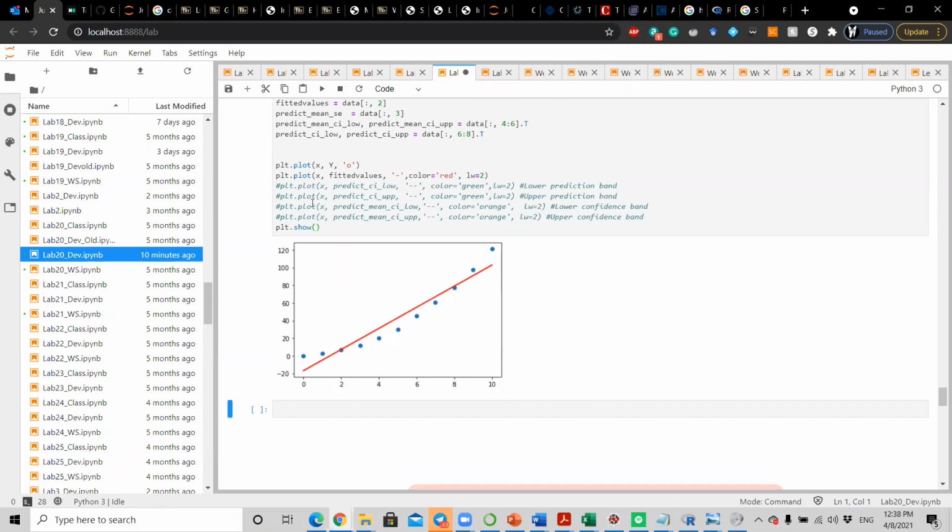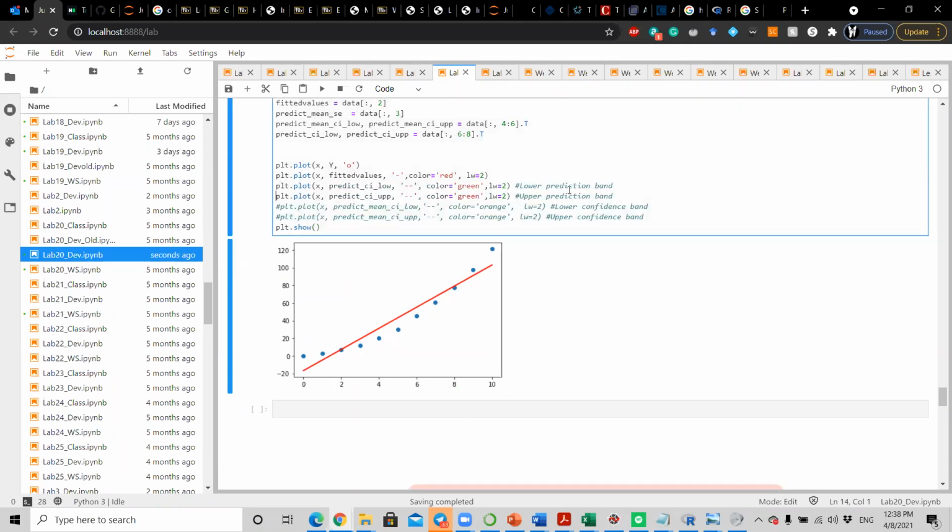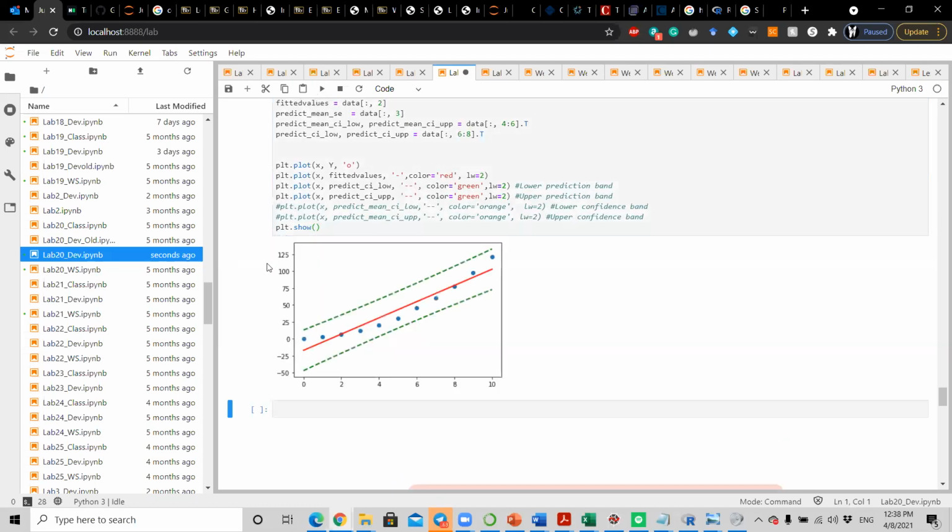So let's say that on the same plot, I want to add the lower prediction band and the upper prediction band. Now, what does this mean? For example, for this point that I'm pointing at, what is the meaning of these green dashed lines? I want a volunteer to come out and help me.